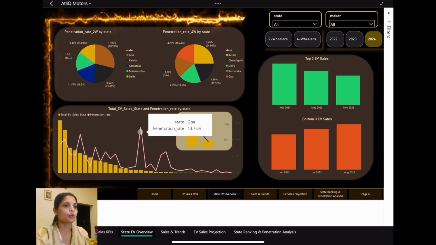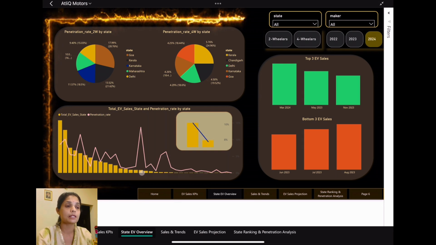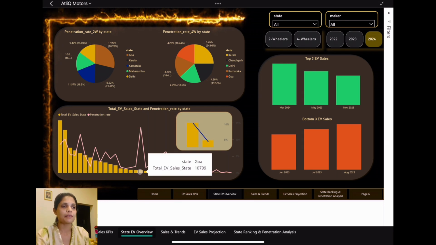Here, Goa stands out with the highest penetration rate of 13.75% despite lower sales of 10,799 units. This highlights a strong local adoption rate and a potential model for other states.